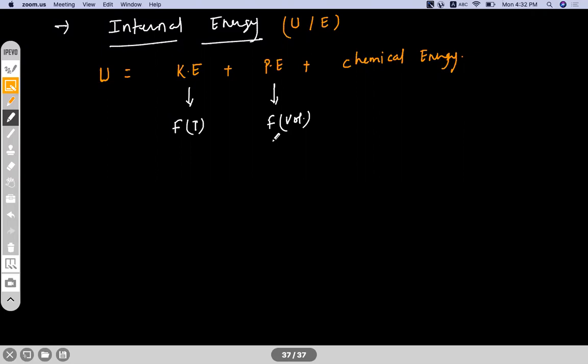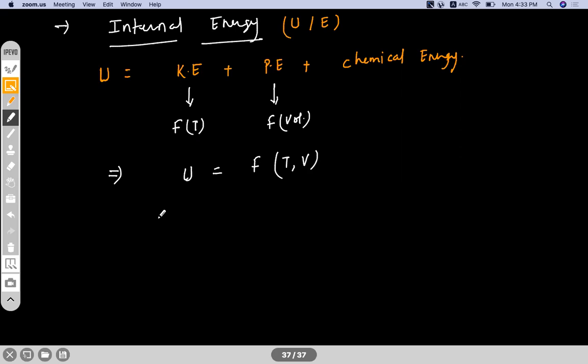Did you understand why volume? If volume changes, the relative distance between the molecules changes. When the relative distance changes, the potential energy also changes. So from this, we can write that internal energy U for any system is a function of temperature and volume.